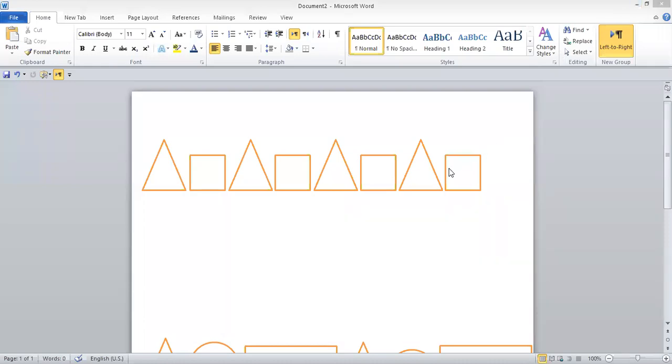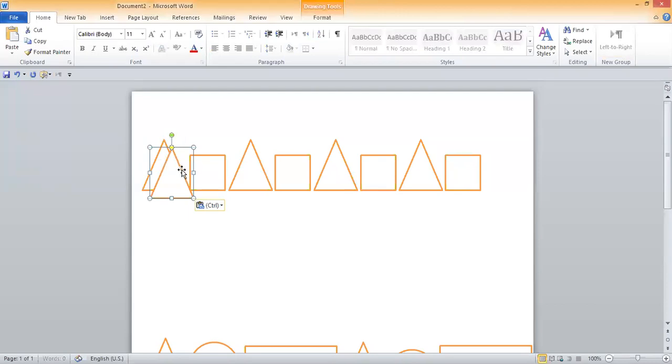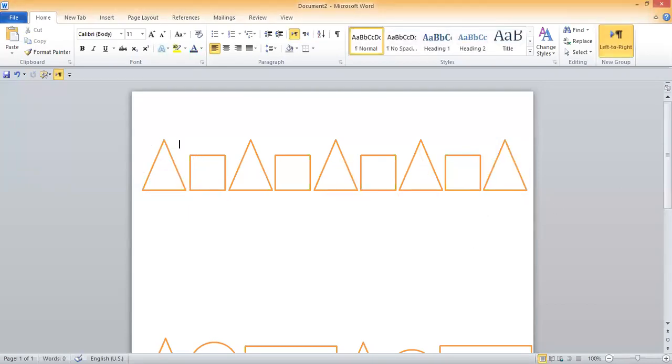Triangle. Very good. How do you know? Because you know that after square, the pattern repeats and the first shape, which is triangle, comes. After square, there is a triangle. So this is the pattern.